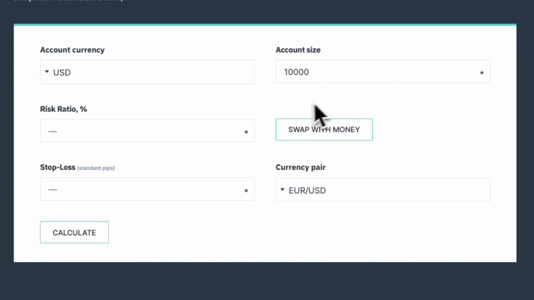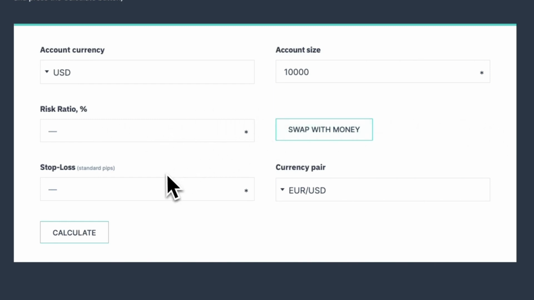And then you will see your risk ratio. So basically you need to specify your risk ratio, and this is the percentage of your account balance that you are willing to risk on a single trade. A common risk ratio is 1%. That basically means that you're willing to risk 1% of your account on a trade. So of course enter this value as 1.